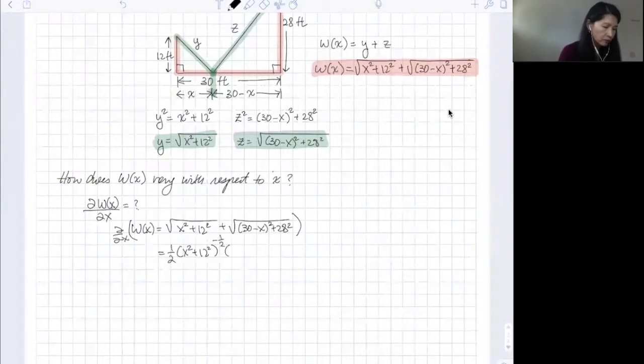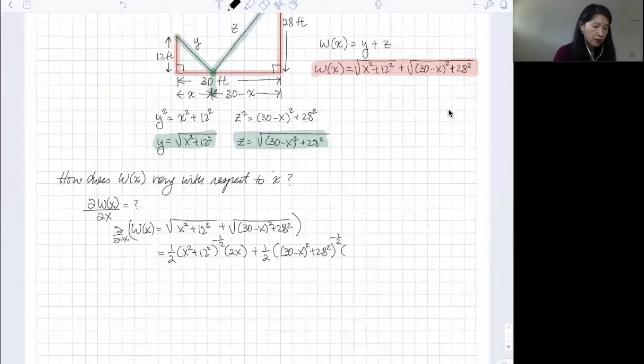We apply the chain rule to the expression inside the parenthesis, and this gives us 2x. We are going to apply the power rule to the second term, which gives us 1/2 times (30 minus x) squared plus 28 squared, raised to the power of negative half. Now we apply the chain rule to the expression inside the parenthesis, which gives us 2 times (30 minus x). And we have one additional chain rule, which gives us the term negative 1. We're taking the derivative of 30 minus x.